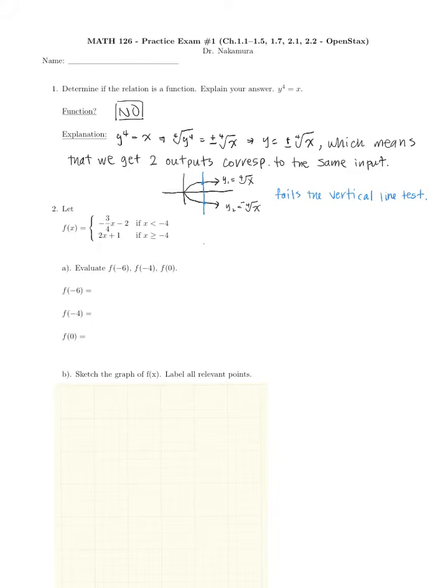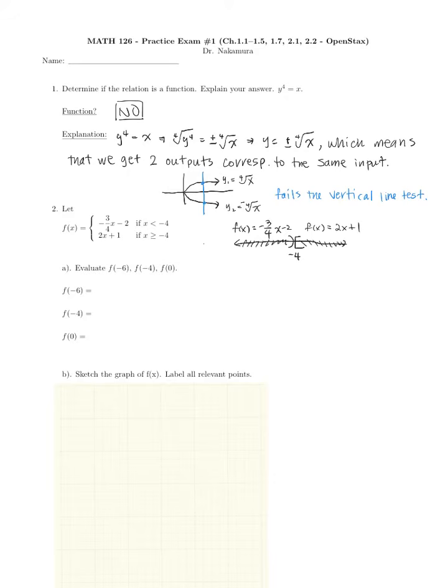Okay, number 2, we're given the piecewise defined function. Let me just draw a cheesy little number line. The function is going to be different at x equals negative 4. So the top one, if x is strictly less than negative 4, so you'll be in this region right here, my function defined there is f of x equals negative 3 over 4 x minus 2. Now for x greater than or equal to negative 4, which will be this part, including the negative 4, your f of x is going to be 2x plus 1. Okay, so now let's evaluate f of negative 6, f of negative 4, and f of 0.